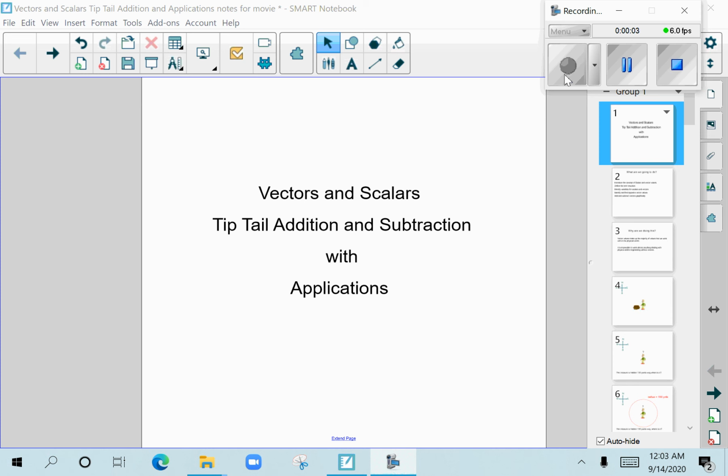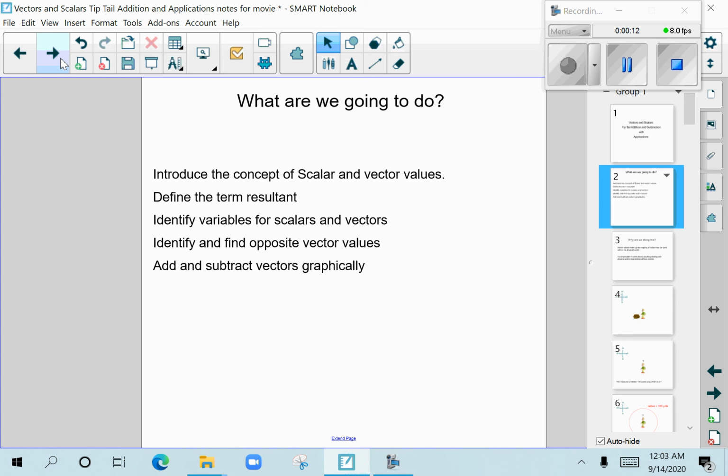In this video, we're going to be looking at the concept of vectors and scalars and how to add and subtract vectors with some basic applications of them. What we're going to do, we're going to introduce the concept of scalars and vector values. We're going to define the term resultant. We'll identify variables for scalars and vectors. We'll also identify and find opposite vector values. We're also going to learn how to add and subtract vectors in a graphical format.